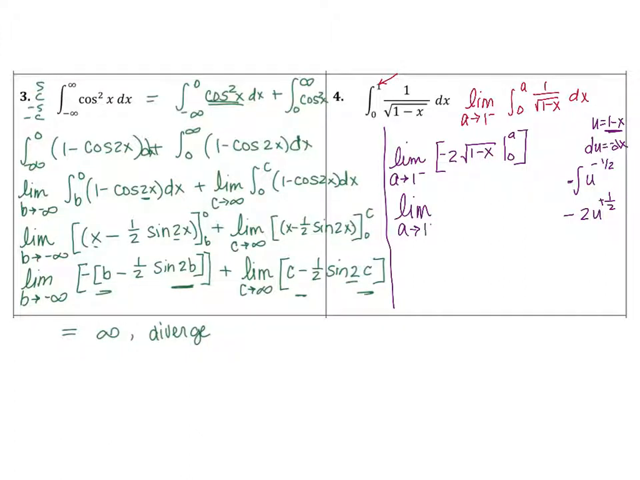All right, now let's go through here and fill in our endpoints. So I'm going to have negative 2 square root of 1 minus a, and then minus negative 2 again, so that's going to be plus 2 square root of 1. And it looks like here, if I sub in that 1 here, that's going to tend towards 0. So it looks like I'm going to be left with 2 times the square root of 1, which is just going to be 2. So therefore, we're going to say this does converge.